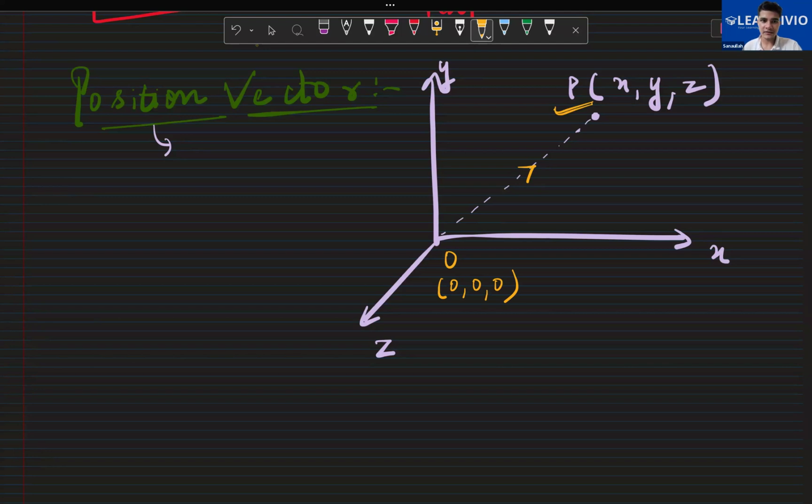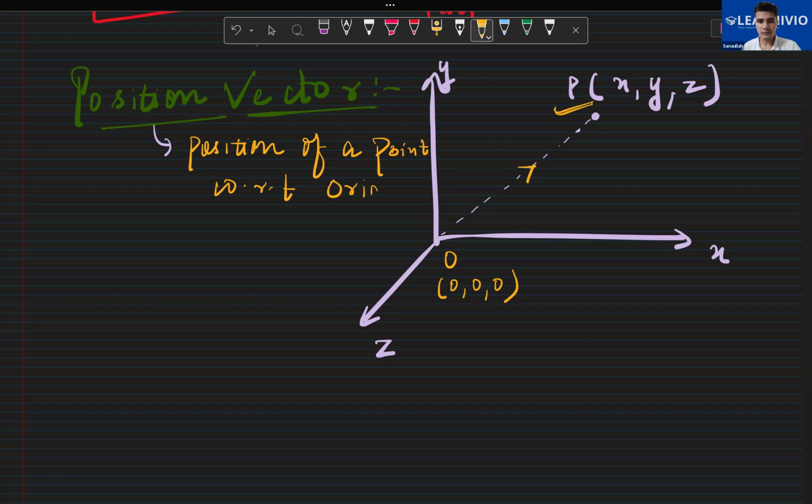So basically, position vector tells you about the position of a point with respect to the origin, and here I should write the OP vector, and this is x i cap plus y j cap plus z k cap. All right.